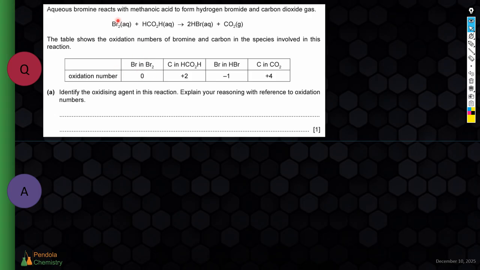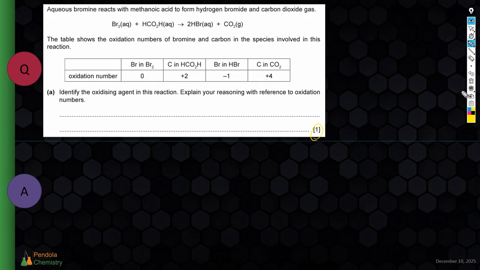Here they tell us the oxidation number of bromine in Br2 is 0, that the carbon in HCO2H is +2, that the bromine in HBr is -1, and the carbon in CO2 is +4. Then the actual question reads, identify the oxidizing agent in this reaction. Explain your reasoning with reference to the oxidation numbers. So here this is a 1-point question with 2 different command words.